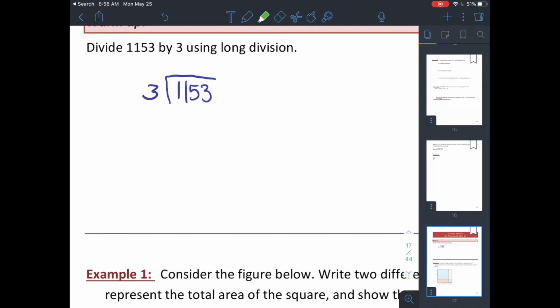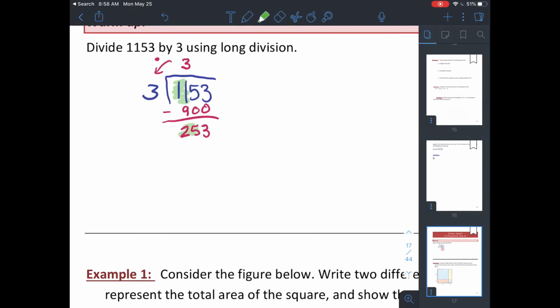We're going to talk about multiplying and dividing polynomials. So a quick little refresher, if you're doing some long division, 3 won't go into 1, but it will go into 11 3 times. Then you multiply that back, which gives you 9. And then you subtract. I'm going to put in some zeros. And that'll get you 11 minus 9 is 2, and then 53.